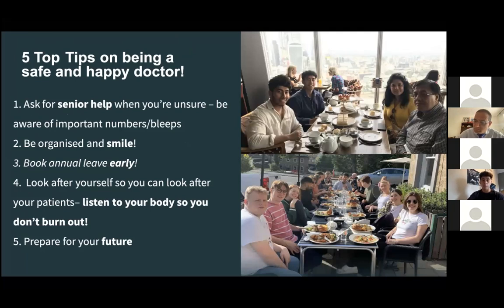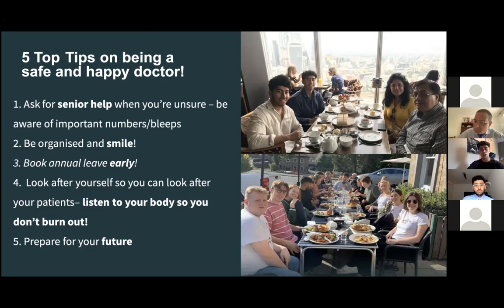Be organised and smart. It's obviously easier said than done, but I think that's one of the main things I've noticed. The nursing staff are usually really helpful, but get on their side: speak to them, have a laugh with them, and get them chocolates. They're the people that are going to make your life easier. And that's really important.